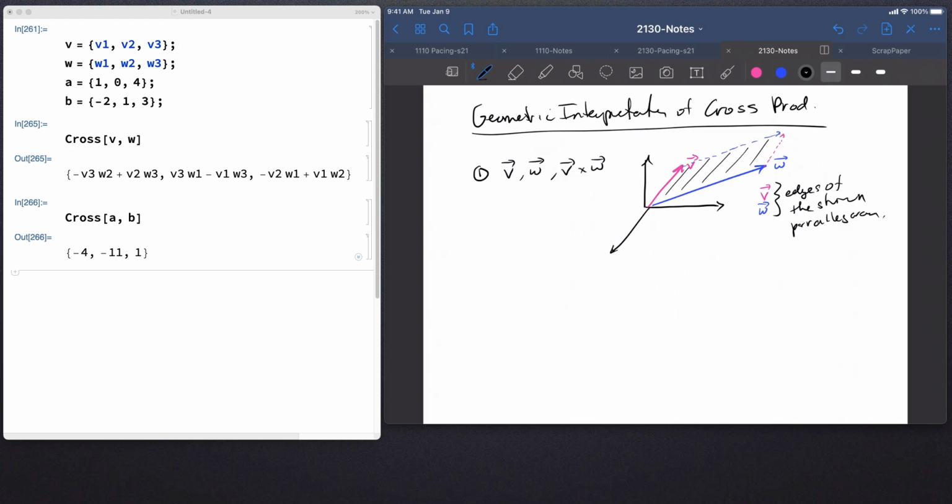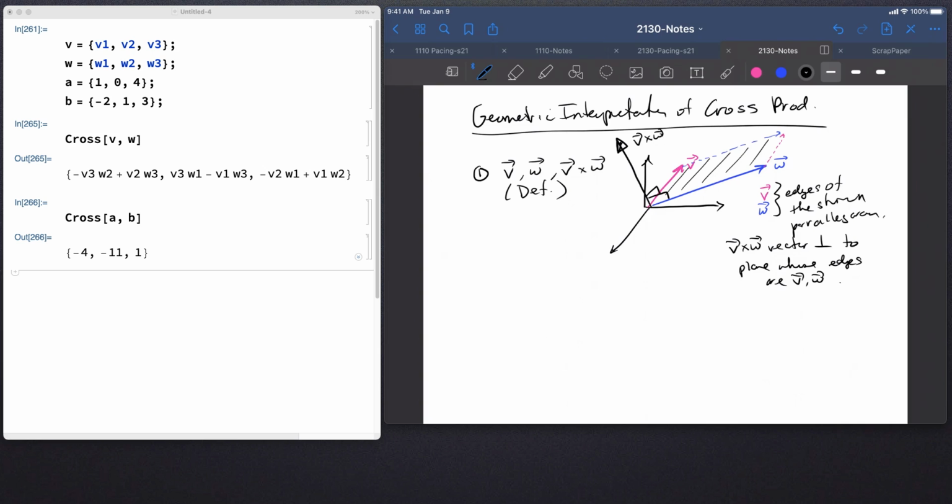Right? And so when we're looking at v cross w, there is a third vector that we could be drawing on this picture, and this third vector is perpendicular to both v and w, right? So the cross product here, we could say that v cross w is a vector perpendicular to the plane or the parallelogram whose edges are the vectors v and w. Okay, so that might be the first geometric interpretation of the cross product, just following directly from the definition of the cross product.